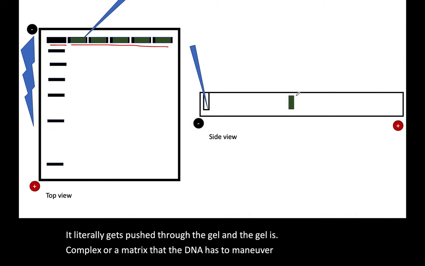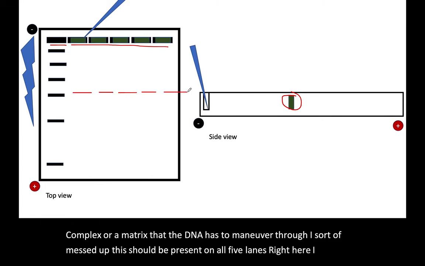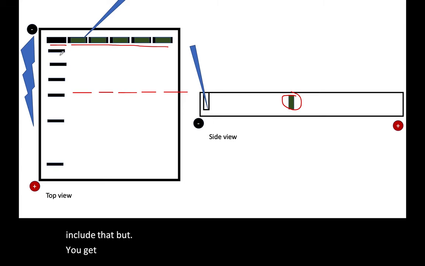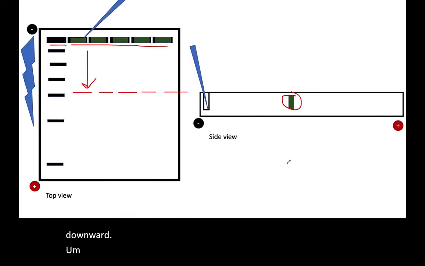I sort of messed up. This should be present on all 5 lanes right here. I didn't include that, but you get the idea. So the DNA segments are pushed through the gel downward. Okay. And so that is what's happening in gel electrophoresis.